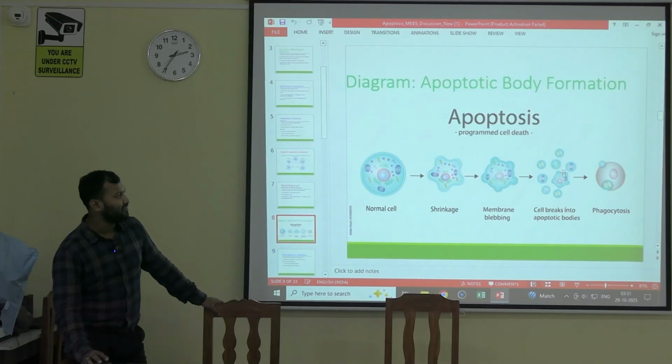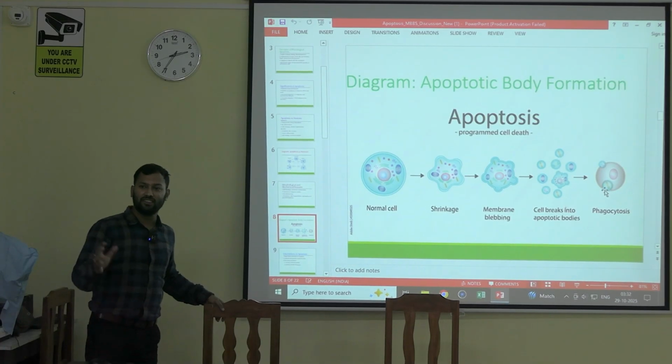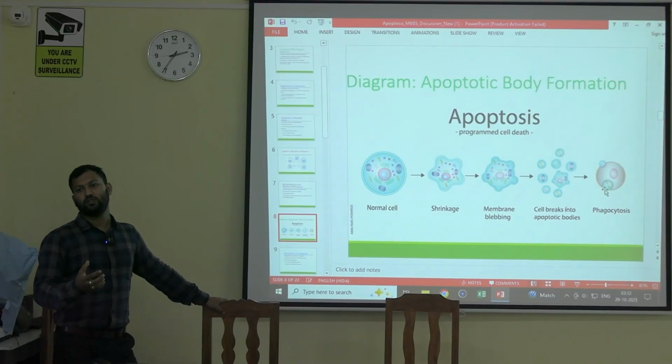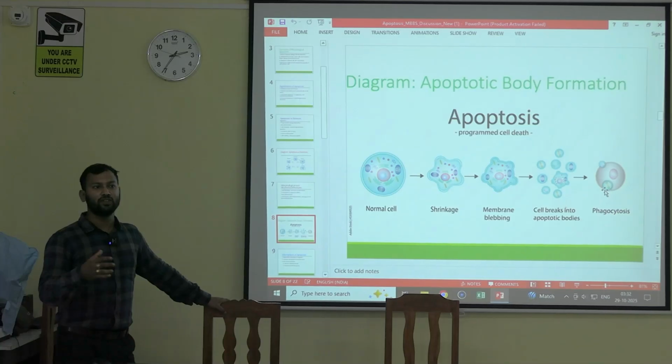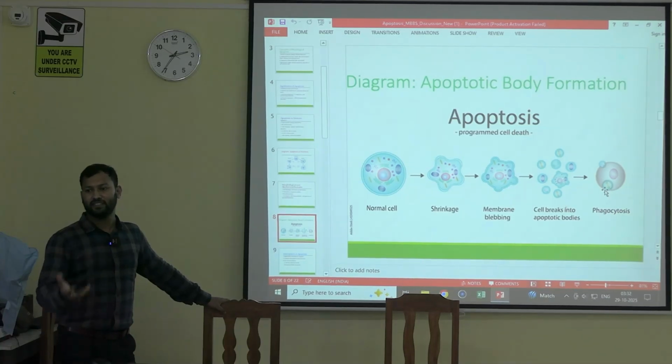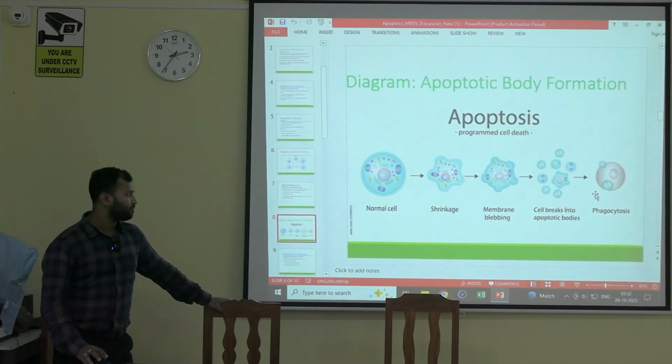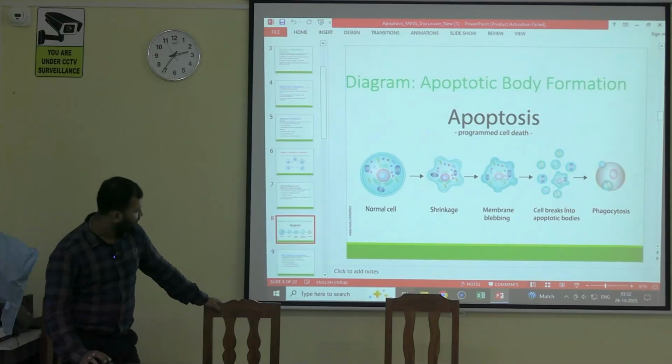After that, these bodies are individually phagocytosed by phagocytes. Phagocytes are large cells which eat up these bodies. So these are not wasted; the body can use them to make other cells, or break them down to make energy, so that nothing is wasted. Up to this much is clear.